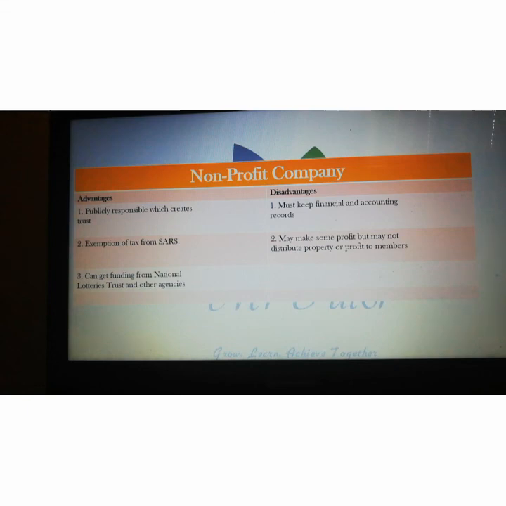Not to say you want to get a bit of leeway from SARS. That is why you open that company and then you misuse the funds. It creates a bad name for you.